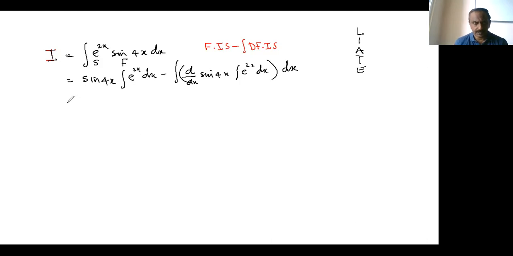So you can write the answer as sine 4x into e raised to 2x divided by 2, minus integral, whereas the derivative will become cos 4x into 4 into e raised to 2x by 2.